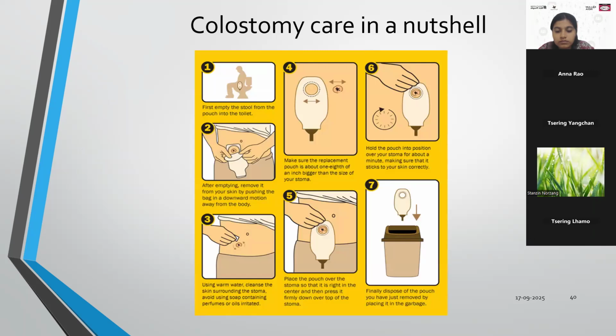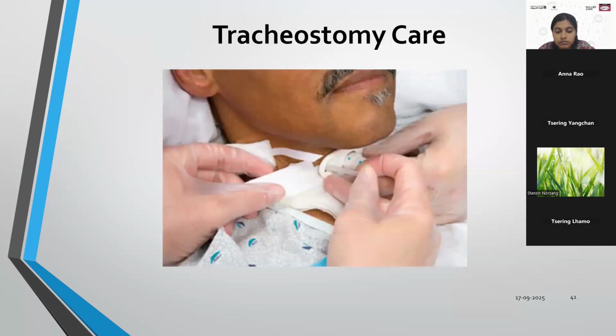Here all the steps are given in one slide. You can go through. First, emptying of the stoma bag, so it is cleaned. Then you can see here, make sure that the replacement pouch is ready. Then cutting. Then next is cleaning and applying the new bag, and throw the old bag into the bin. So the whole colostomy care is given in one picture. Next slide, we will see about tracheostomy care.